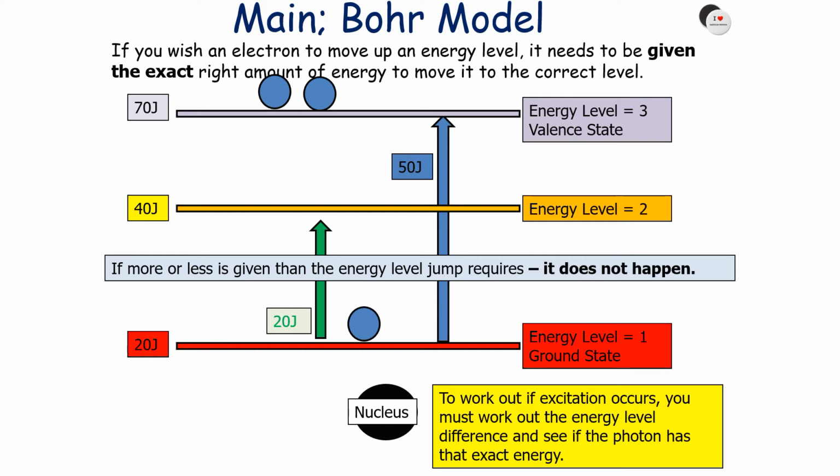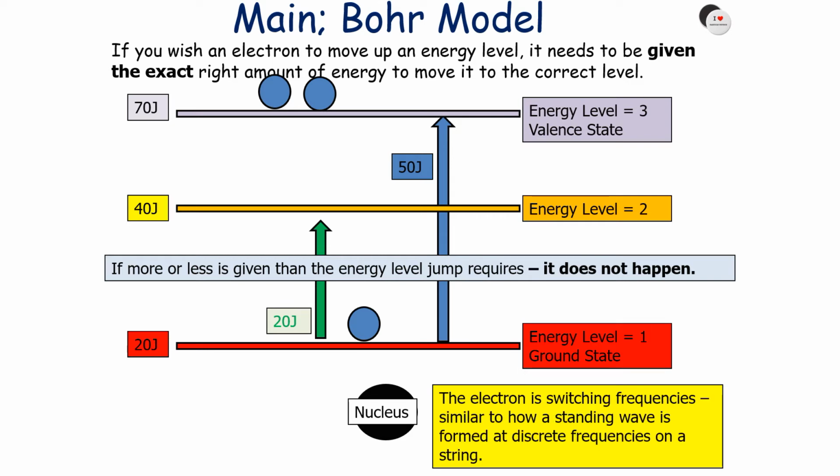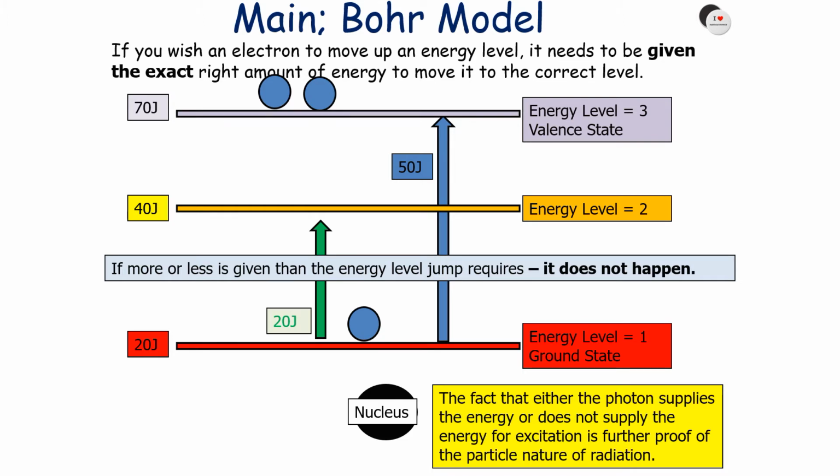Now to work out if excitation occurs, you work out the energy level difference and see if the photon has that exact energy. This is the reason why the electron needs the exact energy, because it has a wave nature. The electron is switching frequencies, similar to how a standing wave is formed of discrete frequencies on a string. Now the fact that either the photon supplies the energy or does not supply the energy for excitation is further proof of the particulate nature of radiation.